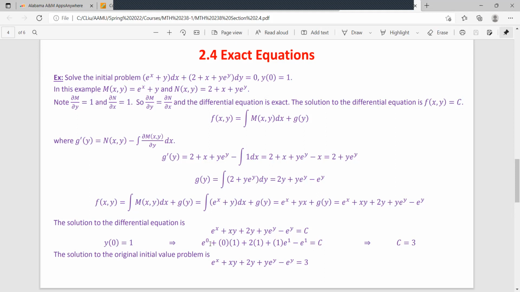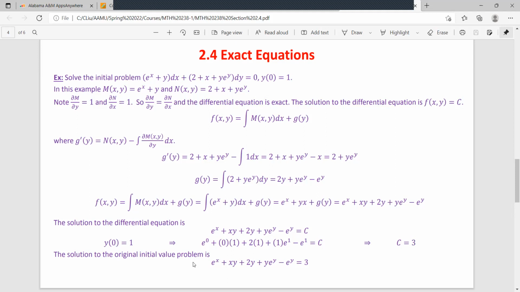Okay. e to the 0 is 1. And e to the 1 times 1 is just e to the 1. So that cancels with the last term on the left side of the equation. And then 0 times 1 is 0. So we got 1 plus 2 times 1. So 1 plus 2, which is 3. So we got c equal to 3 from this initial condition.